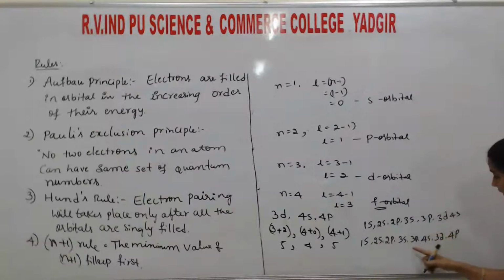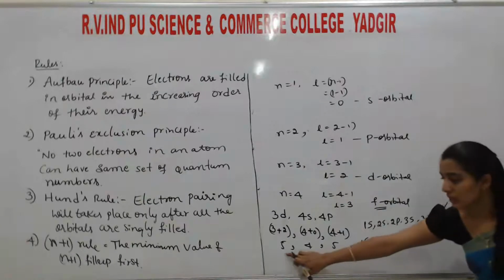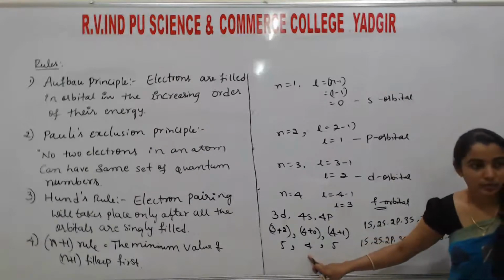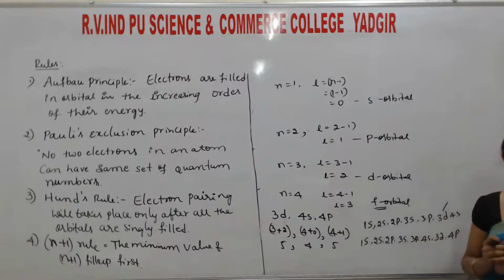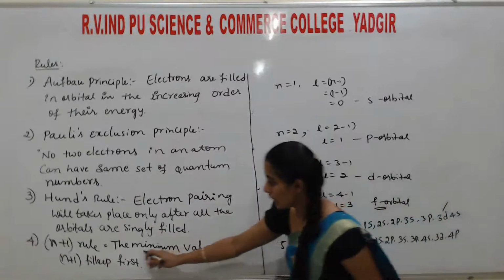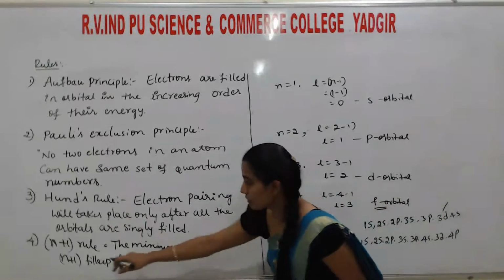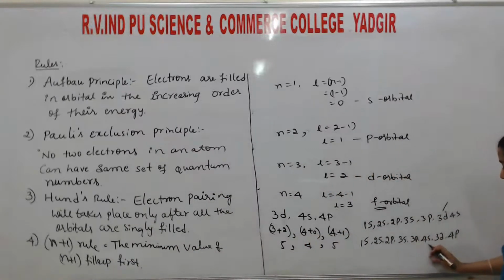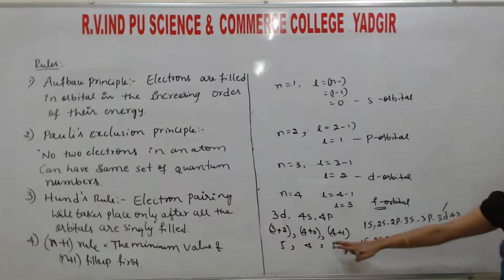This is the correct configuration. Why? Listen: for 3d, the n plus l value is 5. For 4s, the n plus l value is 4. So the orbital with the minimum n plus l value fills up first. Even though it is a 4s orbital, its n plus l value is 4.